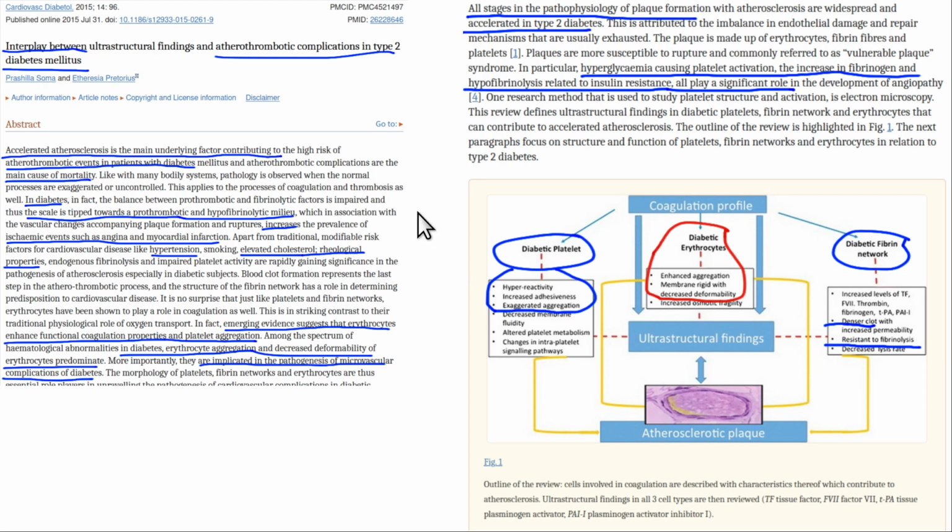These are just more papers showing that excess free iron is also prothrombotic.